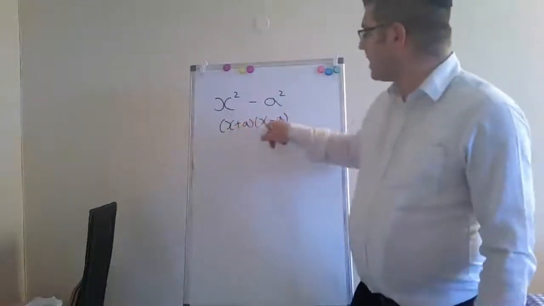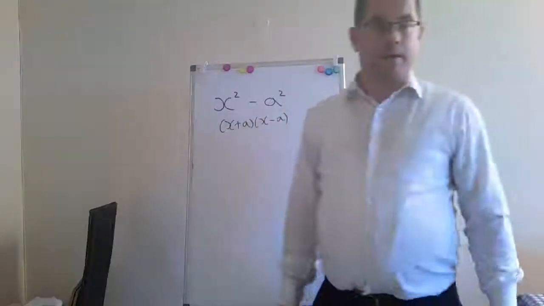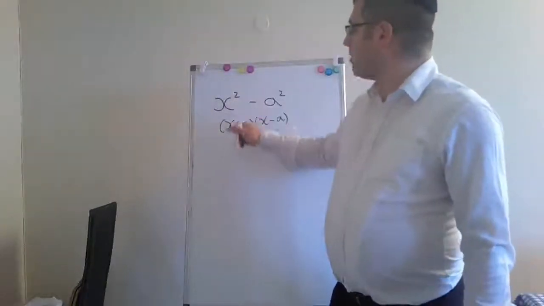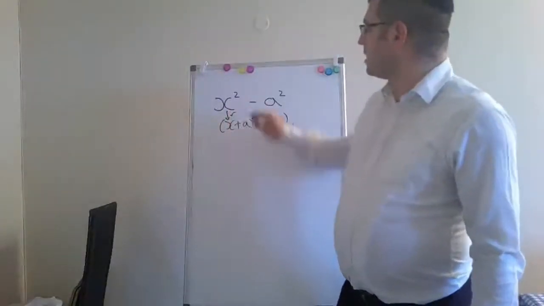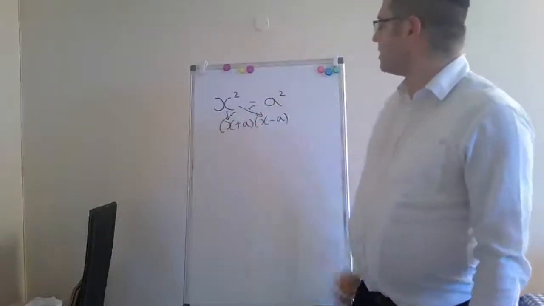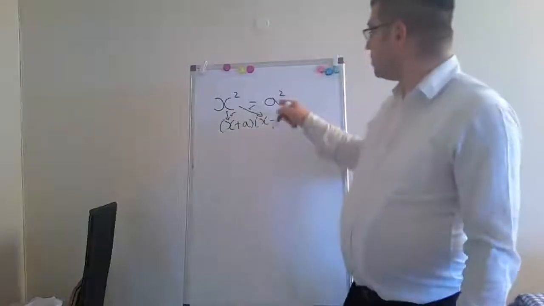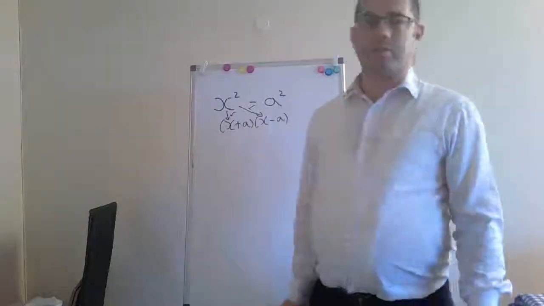How do I get the x in the front of the first bracket and the second bracket? You just square root x squared. You square root that, and you square root the same thing for the other bracket. How do I get the a? a is the square root of a squared. So you square root a squared, you put it there, and you put it there.